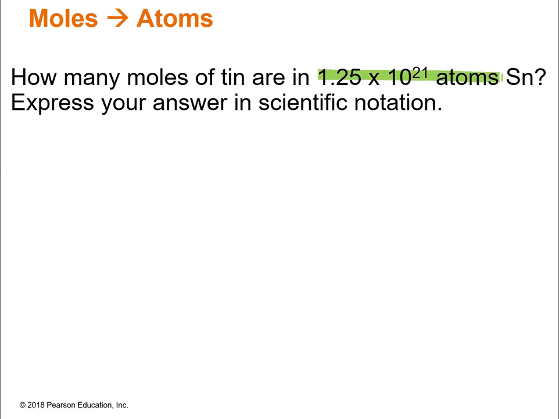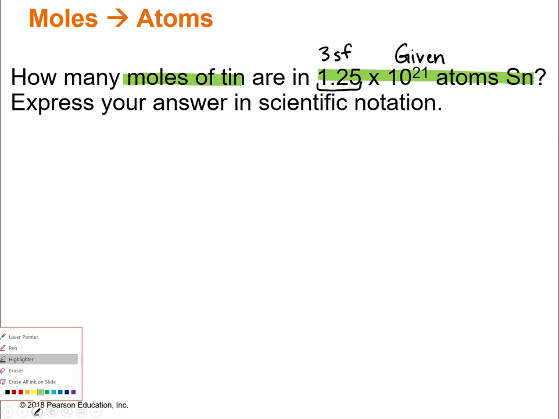Immediately, I'm drawn to the number. That's what I'm given. And while I'm at it, I should figure out how many significant figures I have. I'm looking here, 1.25. That's three significant figures. What do I need to figure out? How many moles? Well, there I go. Moles of tin. That's my question. That's what I need.